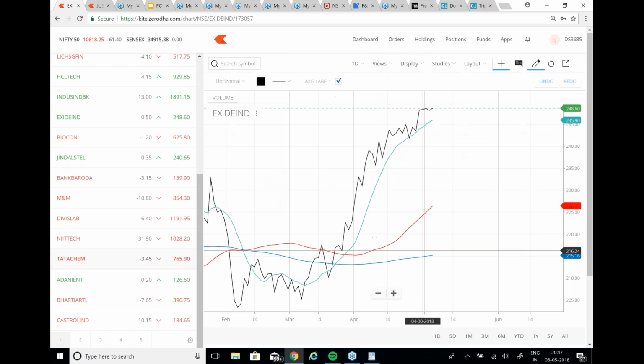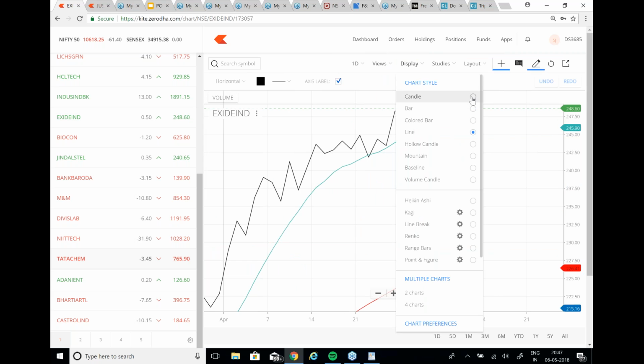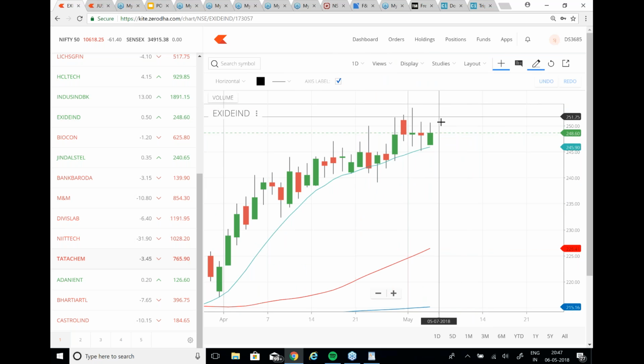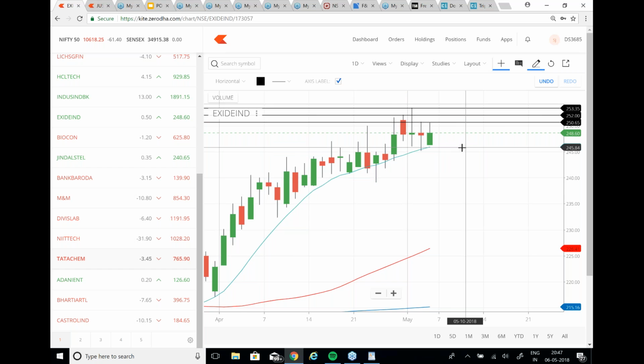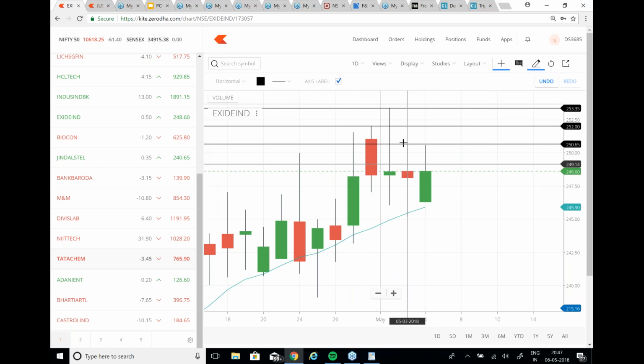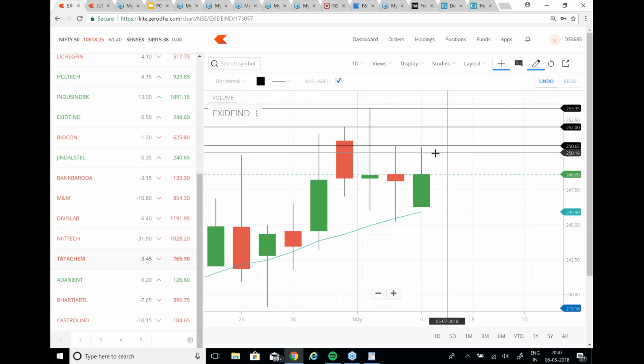So this looks like it's forming a double top. Let's see what's happening with respect to the candlestick pattern, right? So it made a high here, and then this is a barrier that it is experiencing. When it says double top, it means 2 consecutive days it touched the same point and came down, right? That means 250 is a resistance for Excite Industries, right? Until Excite breaks 250, there is no buying opportunity, right?